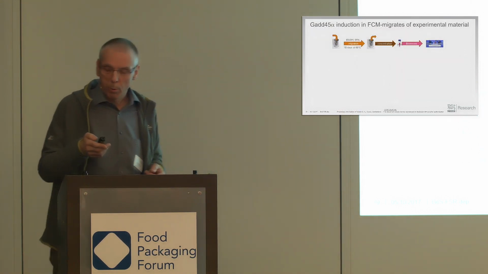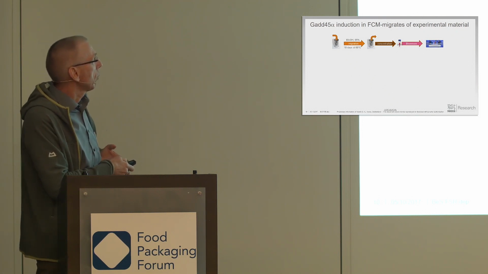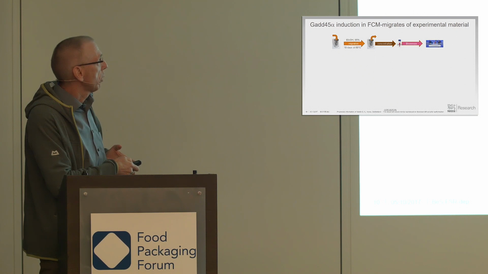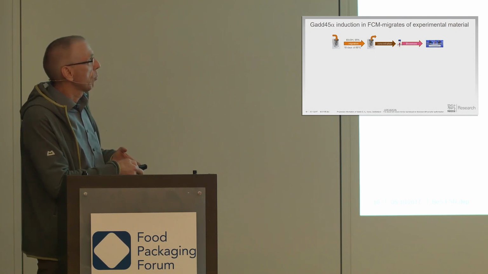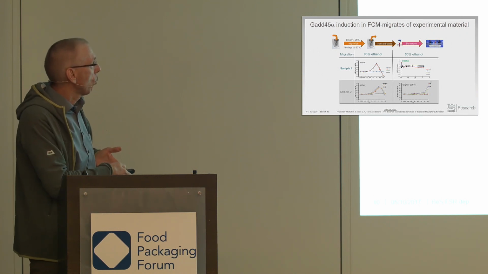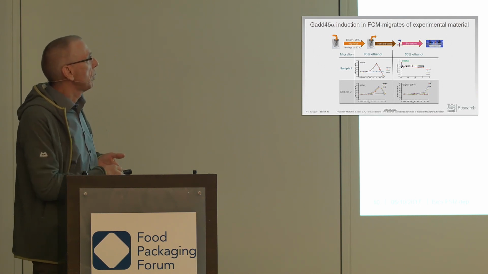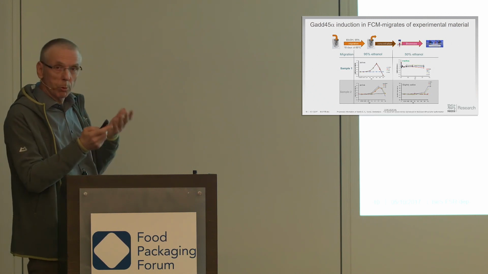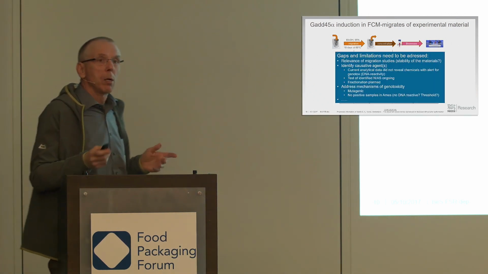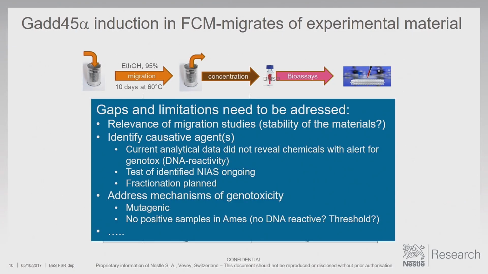Here you have an example of using this. It's an experimental coating. You have a migration, and then you concentrate the migrate, you transfer into DMSO, and you get the bioassay. You can see if we focus on sample 1 that there is a clear response, and you see that with 50% ethanol you don't have this response, so you can discriminate quite well. However, it's not easy to interpret this data. Why? Because first of all, we have not been able up to now to identify what is active in this.